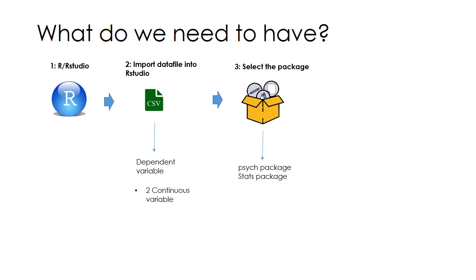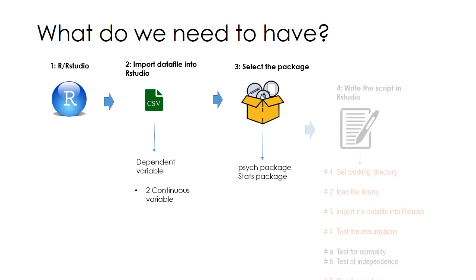Now once you have Rstudio open and you have imported the data file to run the analysis, next you need to select the package. A package is a documentation that lists all the functions that you would like to administer for a specific analysis. It contains the functions, the way to write the analysis for every type of statistical analysis that you would like to administer. In this case, I'm going to use the psych and stats packages.